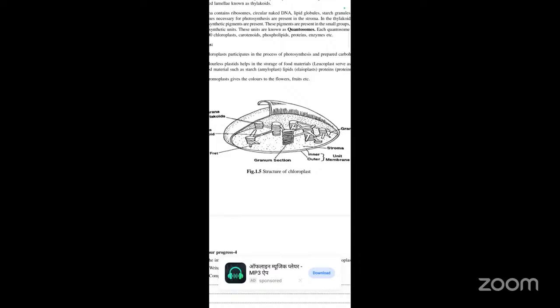Lysosomes also contain enzymes useful in the digestion of lipids, proteins, and glycoproteins.